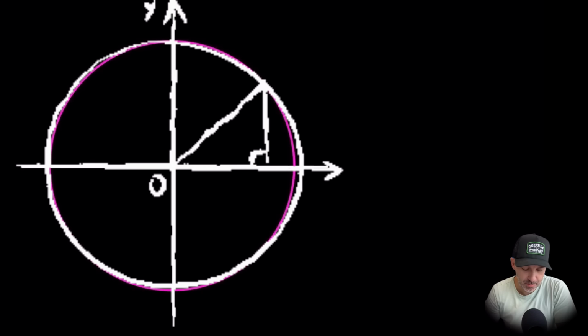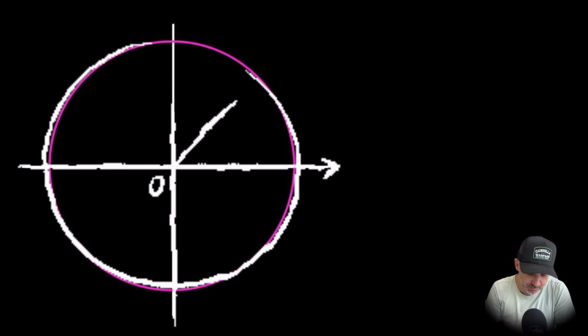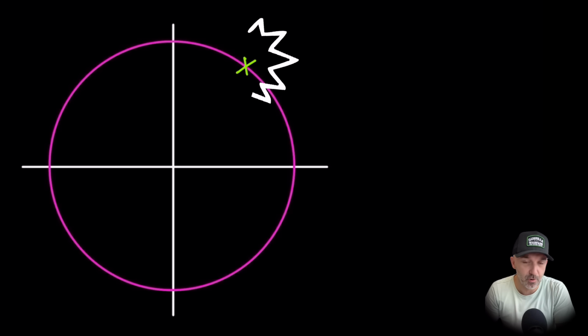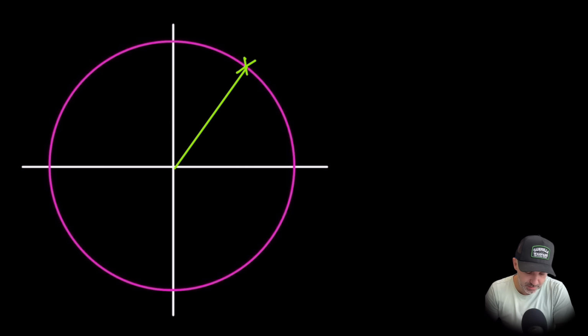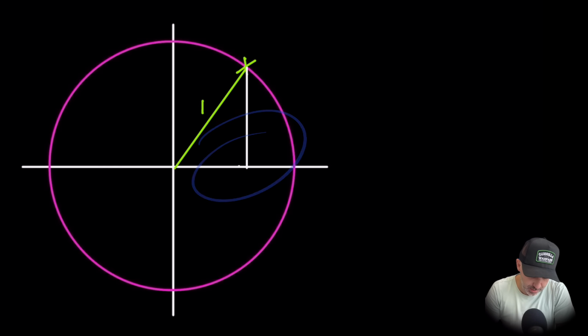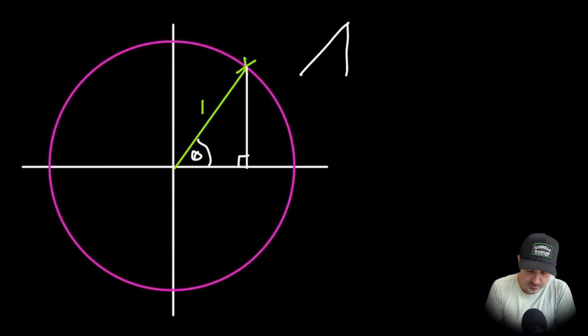Okay, so imagine putting yourself somewhere on the circumference of this circle. Let's put a little cross here. If we join the origin up with that point, we've created a line that has length 1. We spoke about that earlier. This is why it's called the unit circle. Now, imagine drawing a triangle down here that has a right angle and an angle here, theta. Now we have a triangle that has a hypotenuse of 1, with an angle theta here.